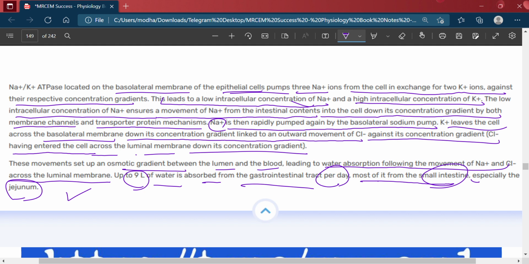Sodium is then rapidly pumped out again by the basolateral sodium pump. Potassium leaves the cell across the basolateral membrane down its concentration gradient, linked to an outward movement of chloride against its concentration gradient, having entered the cell across the luminal membrane down its concentration gradient.